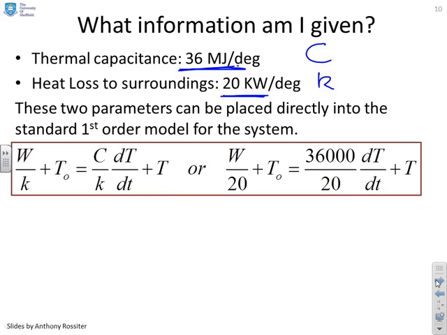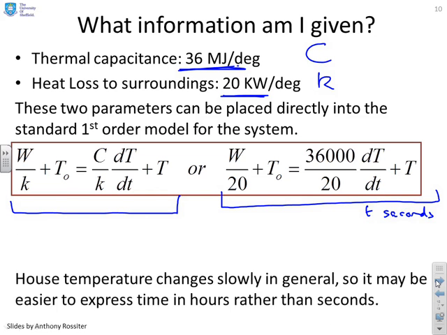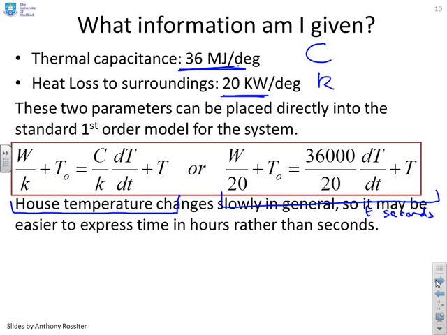So I can put those straight into my equation. Here was my model for the system. If I put in that C and K, then this is what I end up with: W over 20 plus T0 equals 36,000 over 20 dT/dt plus T. Now, the units of this are perhaps not ideal, because usually people will express t in seconds. And if you're talking about the heating of a house, using seconds is probably not a very sensible unit. It's too fast. So generally speaking, if we're talking about house temperature, why don't we use hours rather than seconds? It's a bit more meaningful.